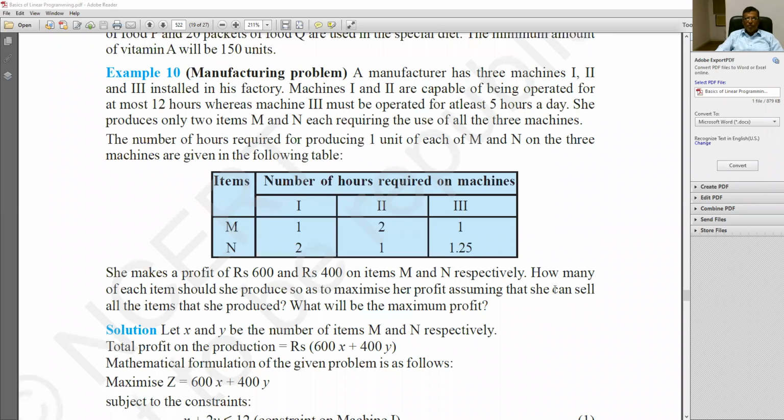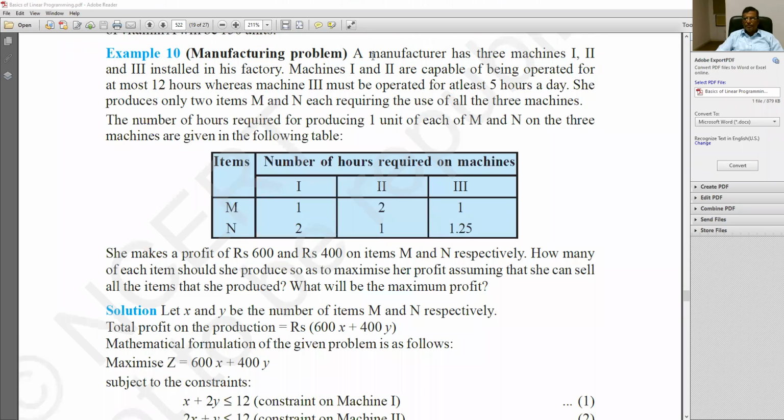So, please let us write: manufacturing problem. Please write at serial number 10. Start writing: A manufacturer has 3 machines, 1, 2 and 3, in Roman numerals, installed in his factory.